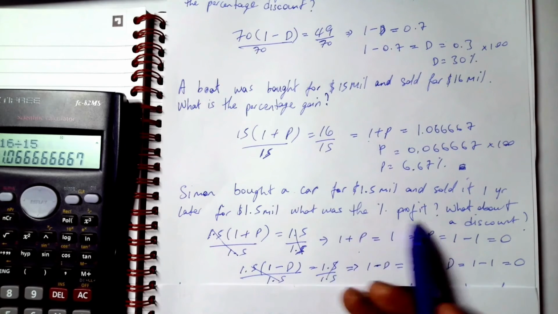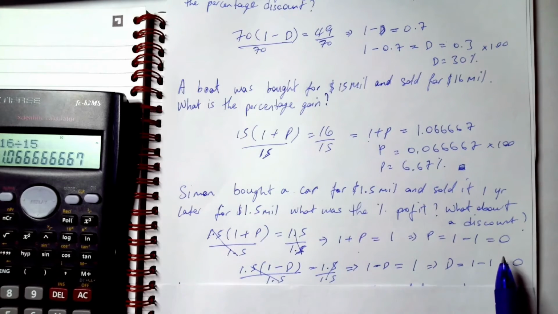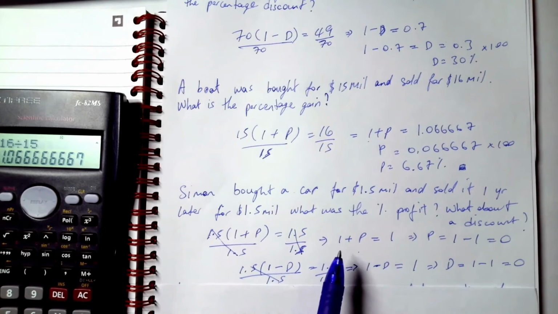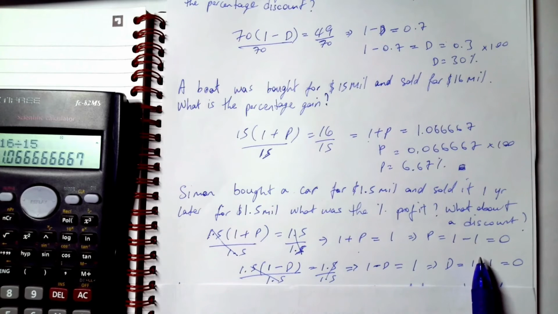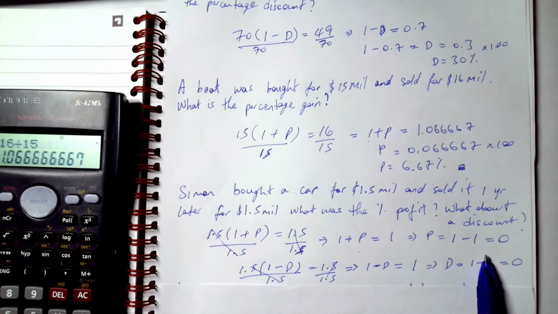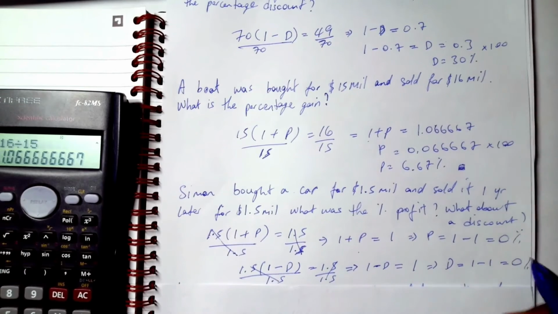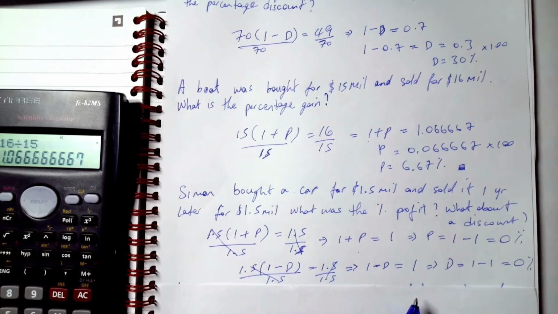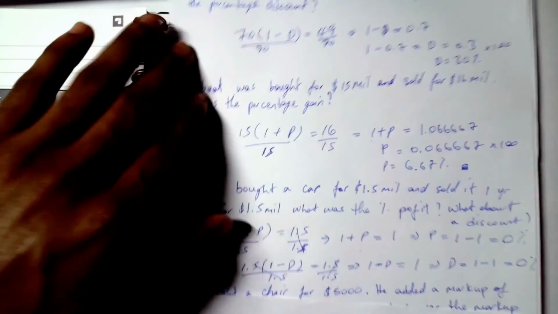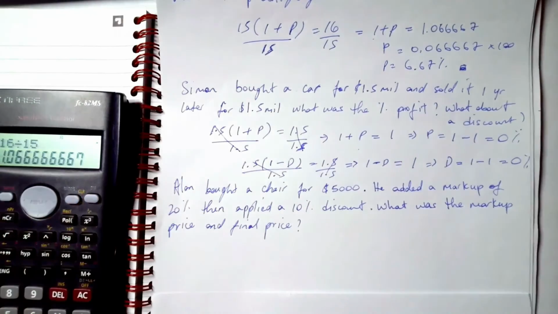Which you could tell by just looking at the question. But with every result, there's a method to finding it. So even if it's so simple, there's always a method to prove its simplicity. All right, so we prove that it's 0%. So there was no profit and there was no discount. He sold it for what he got it for. All right, moving on to the last question.